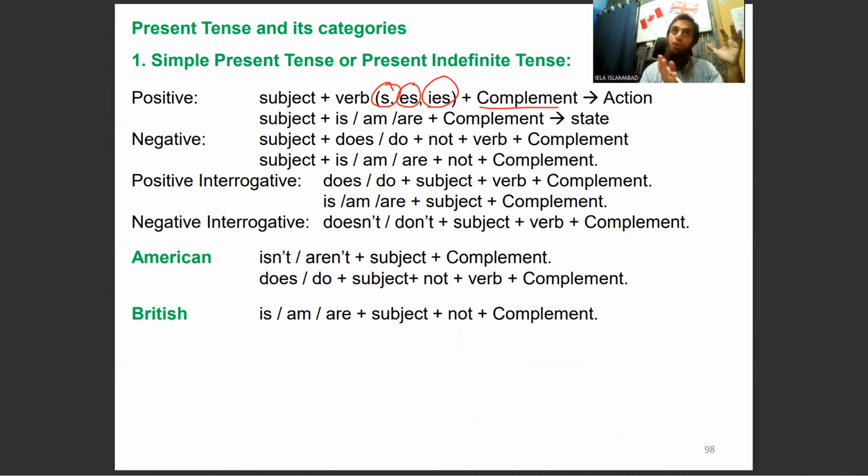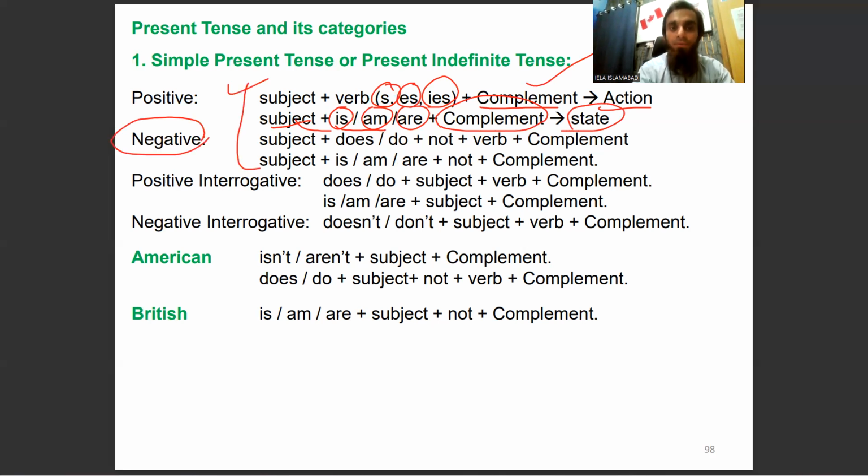Complement definition is to use words in a sentence that add extra information. The extra information words that we write in a sentence is called complement, right? And then action. Okay. Somewhere in present simple, we also write a sentence like this: subject plus is, are plus complement and a state, right? These are different structure. This was for positive.